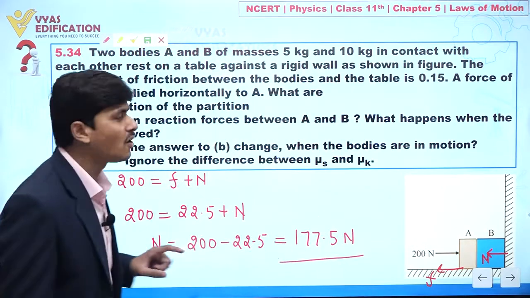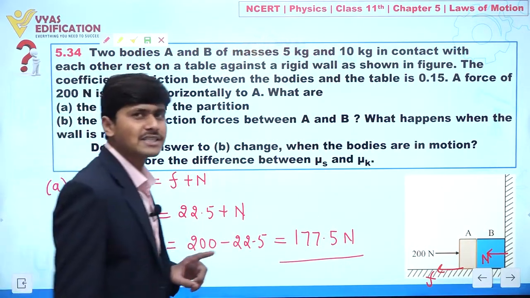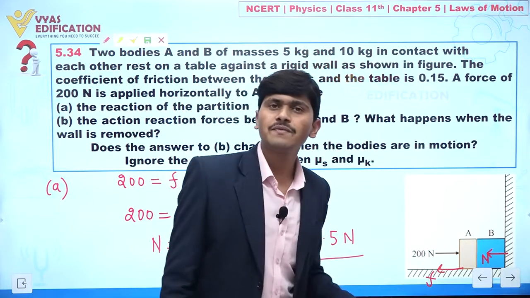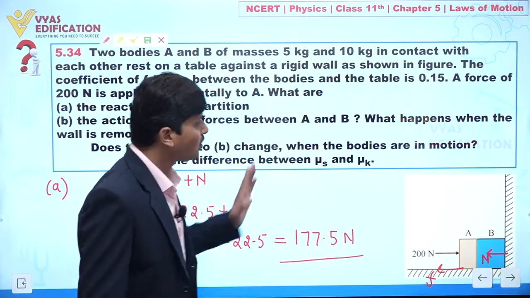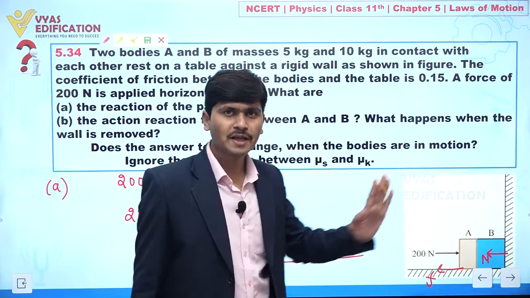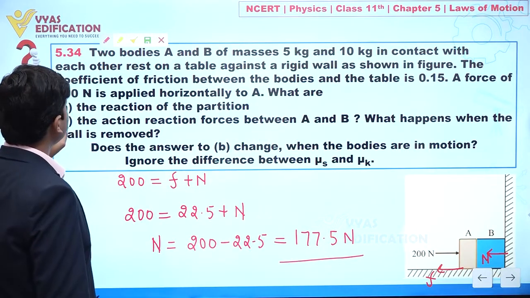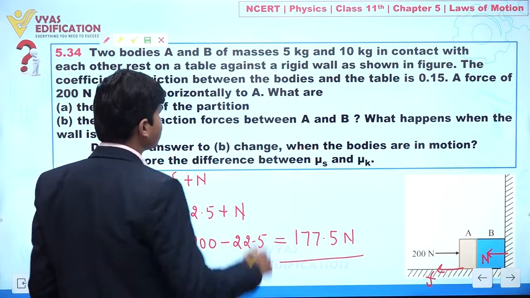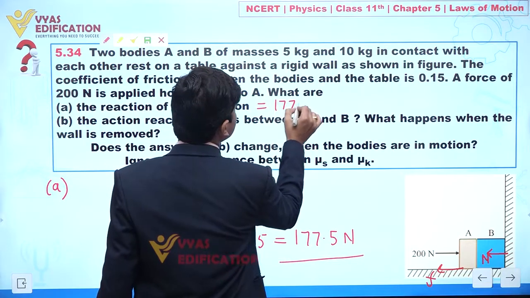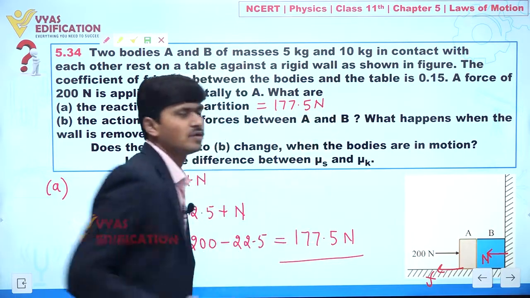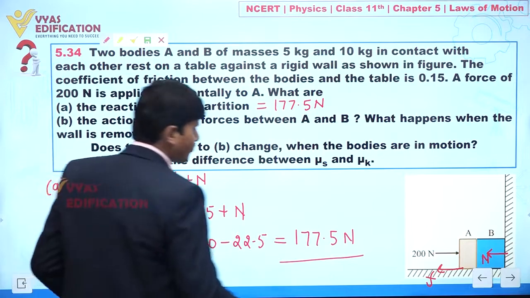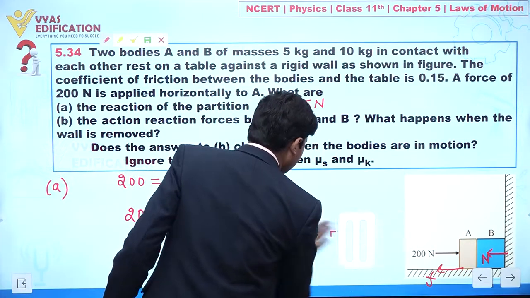Or we can also say every action has an opposite reaction, so the same force is exerted by the block on the rigid wall also. It means the first part is clear to you. The reaction of the partition is equal to 177.5 Newton.